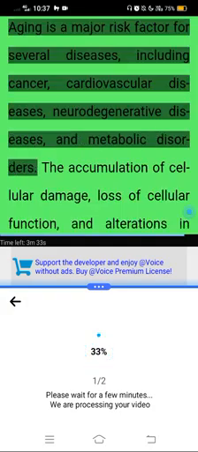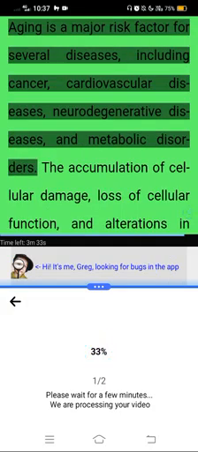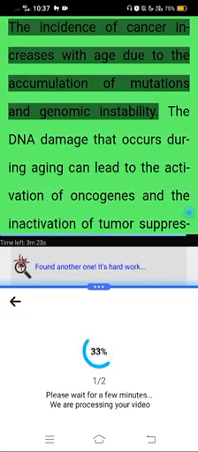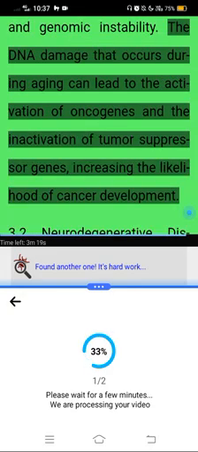3. Aging and diseases. Aging is a major risk factor for several diseases, including cancer, cardiovascular diseases, neurodegenerative diseases, and metabolic disorders. The accumulation of cellular damage, loss of cellular function, and alterations in gene expression contribute to the onset of these age-related diseases. 3.1 Cancer and aging. The incidence of cancer increases with age due to the accumulation of mutations and genomic instability. The DNA damage that occurs during aging can lead to the activation of oncogenes and the inactivation of tumor suppressor genes, increasing the likelihood of cancer development.